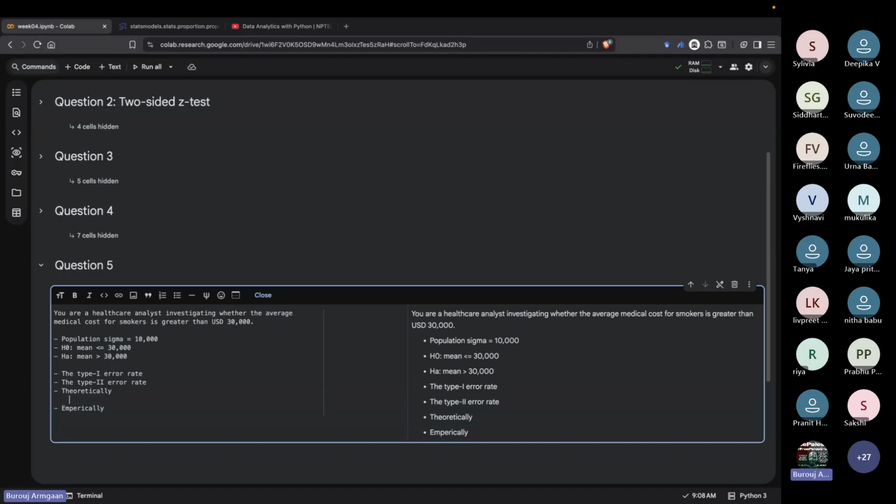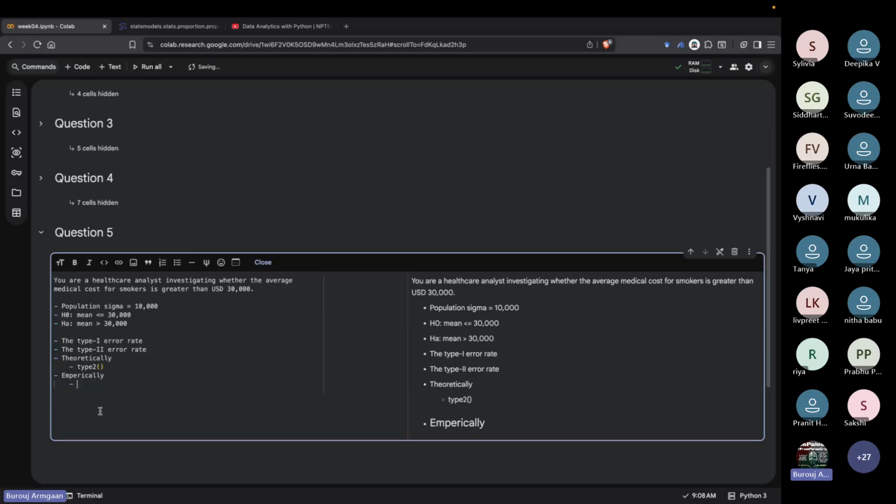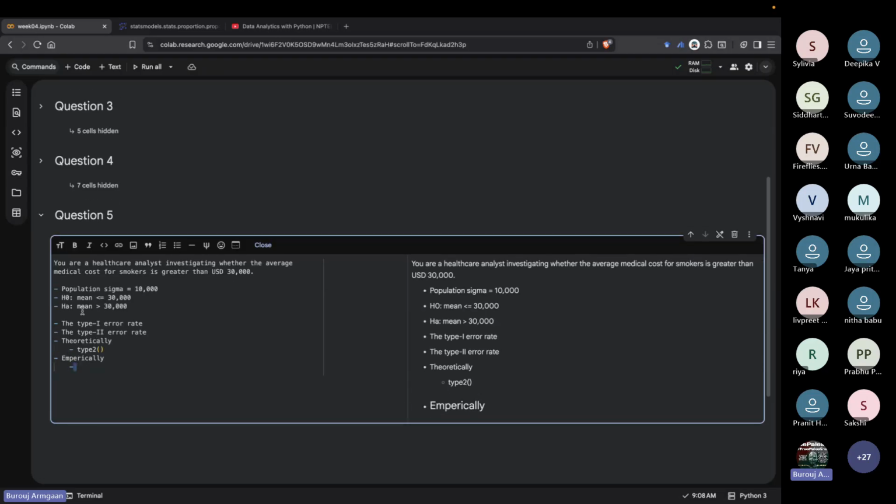So how would you do it theoretically? You would notice that in the lectures, the professor used a function called, I think, type 2, something like that. This thing calculates theoretically your type 2 errors. So this is one way to do it. Empirically, how would you do it?